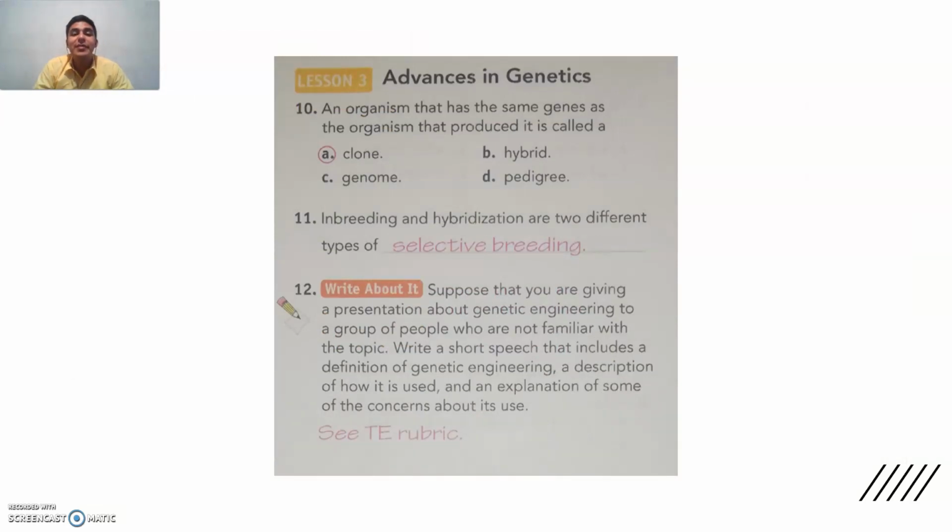Then we have number 10, an organism that has the same genes as the organism that produced it is called a clone. So basically an identical being that has been produced based on another being will be just a clone. Number 11, inbreeding and hybridization are 2 different types of selective breeding. And lastly we have number 12, write about it.